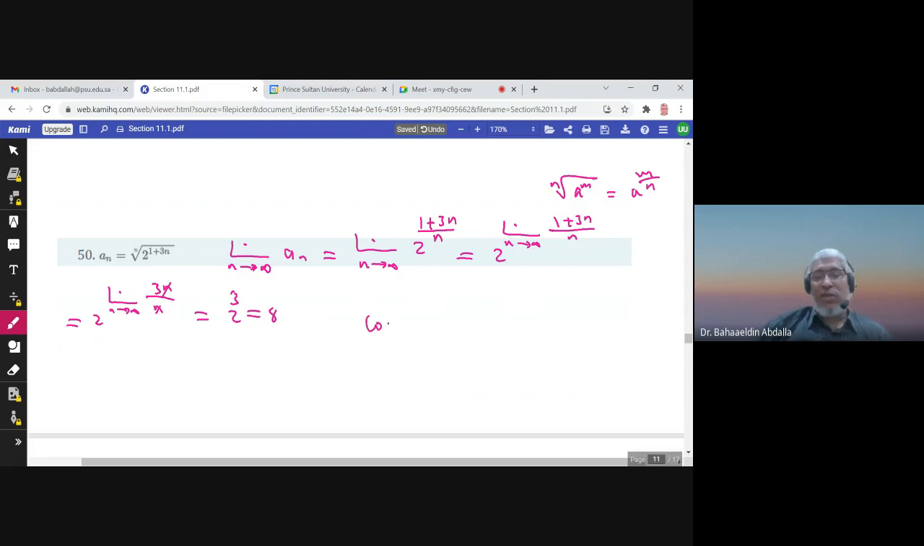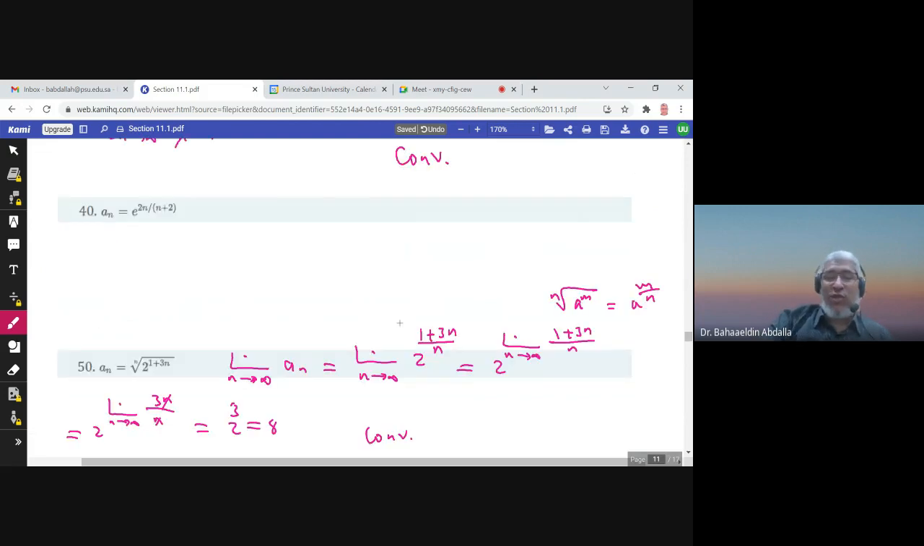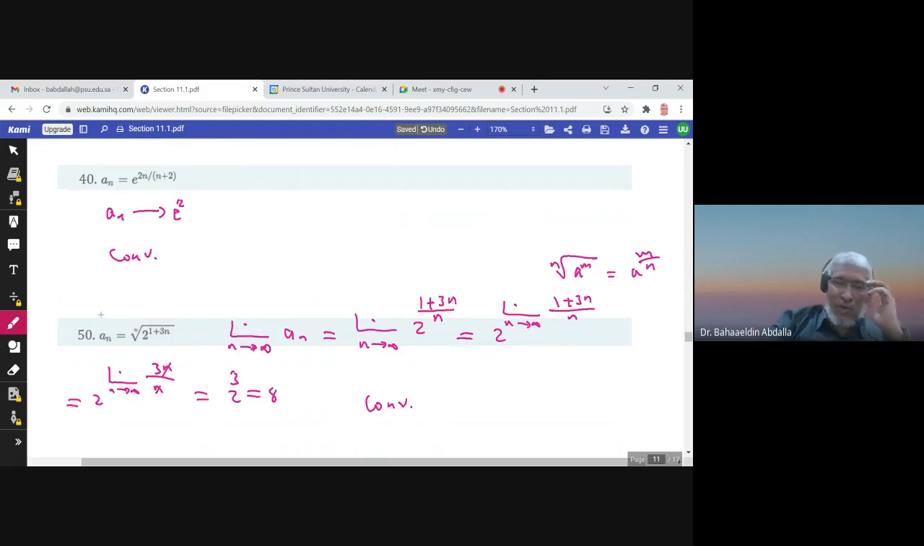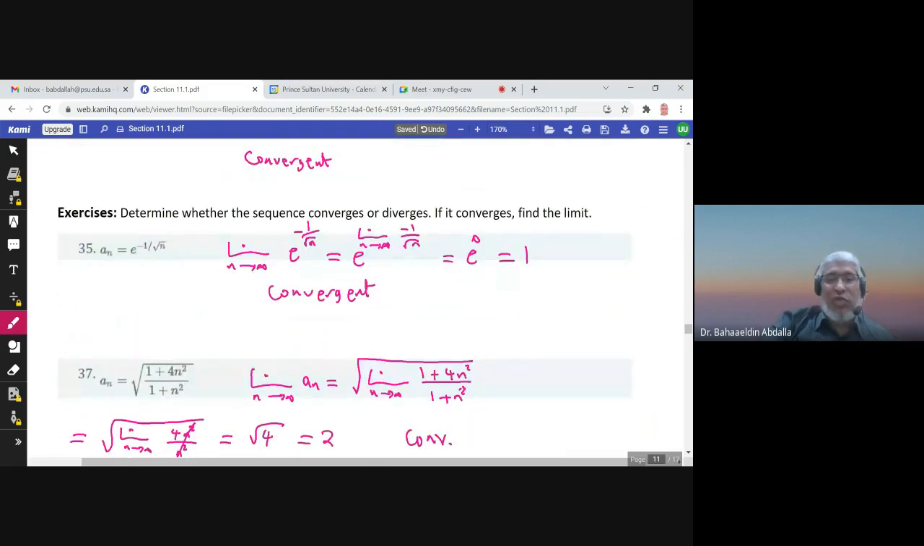So this sequence converges. By looking, I tell you here that if you take the limit of 2n over n plus 2, it would be 2n over n, it would be 2. So in fact, a_n will go to e squared. So check that. And it will converge to e to the power 2. It's similar to this question, to 35.